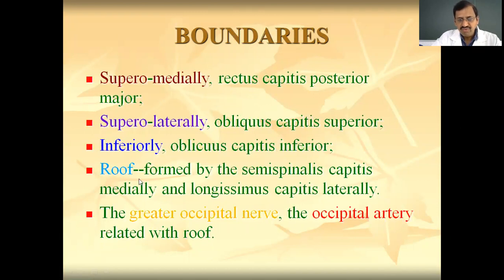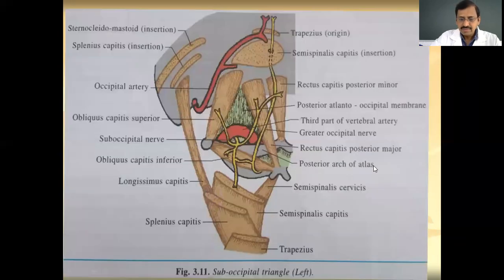Next, coming to the roof. If you go from surface to deep, first there is skin, below that muscles and dense connective tissue, and afterwards there are muscles. Two muscles take part in the formation of the roof of the suboccipital triangle: the semispinalis capitis medially and the longissimus capitis laterally. You see here, this is the semispinalis capitis. This muscle goes like this and forms the medial part of the roof of the triangle, and this is the longissimus capitis, forming the lateral part of the roof.